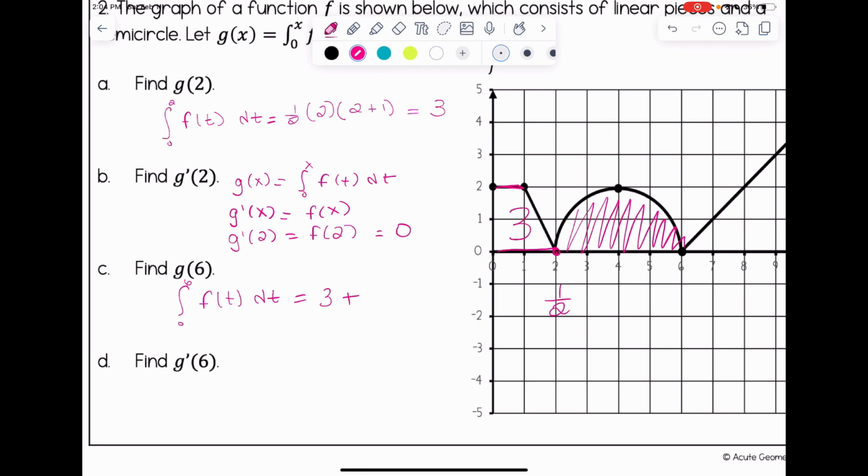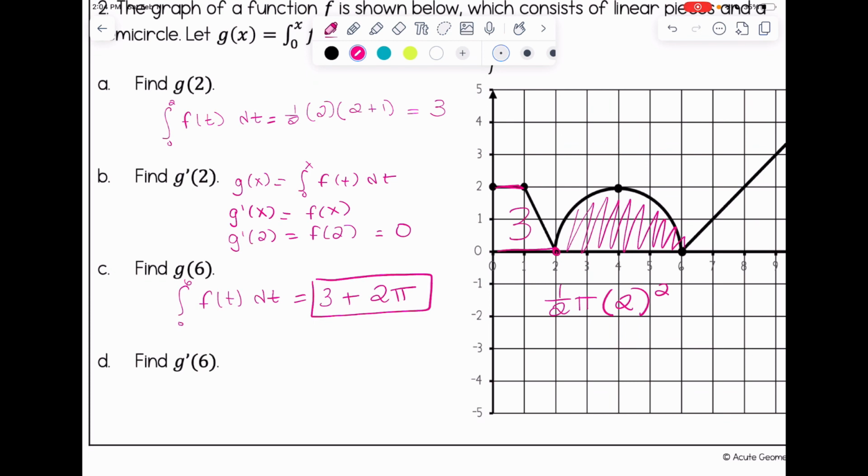Well, that is a semicircle, and area of a circle is pi r squared. So this is going to be 1/2 pi r squared, and I can see that the radius is 2. That's going to come out to be 2 pi. So my answer here is going to end up being 3 plus 2 pi.